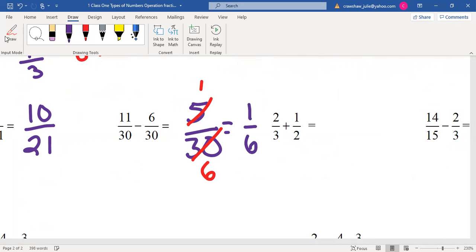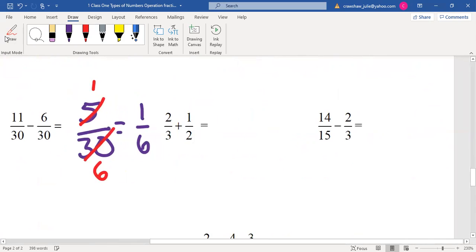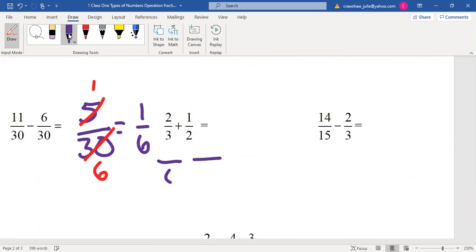Now, if fractions don't have the same denominator, we have to create equivalent fractions that have the same denominator. So I'm trying to look for a common denominator between 3 and 2, something 3 and 2 can both go into. Well, they both can go into 6. So I'm going to create an equivalent fraction for 2/3 with a denominator of 6. In order to get that 3 to be a 6, I'm going to have to multiply it by 2. So therefore, I'm going to multiply the numerator by 2. 2/3 is equivalent to 4/6.